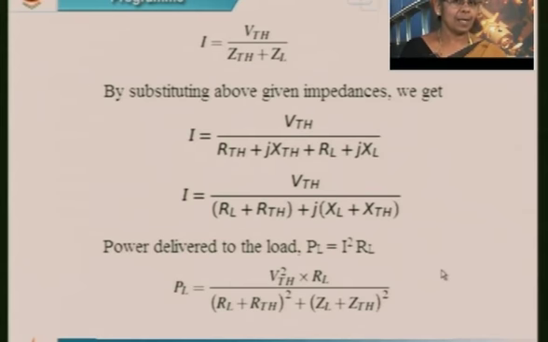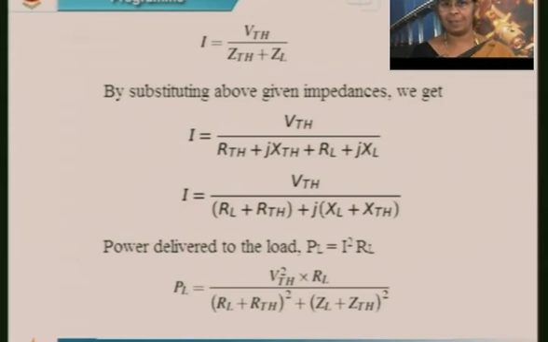And you all know that the power dissipated in pure reactance is equal to 0. Either it is inductive reactance or pure inductance, or pure capacitance, the power dissipation will be equal to 0. So the power dissipation happens only in the resistance, and hence we use the expression I square into RL. Once you write this, you get V Thevenin square divided by RL plus R Thevenin the whole square plus ZL plus Z Thevenin the whole square.